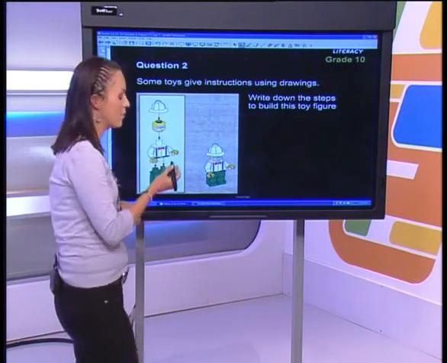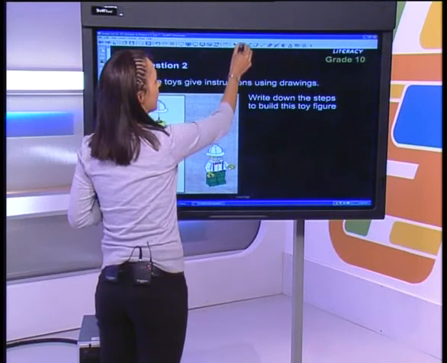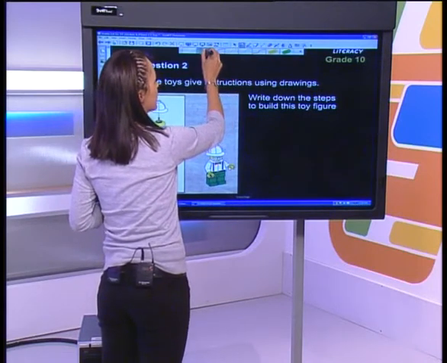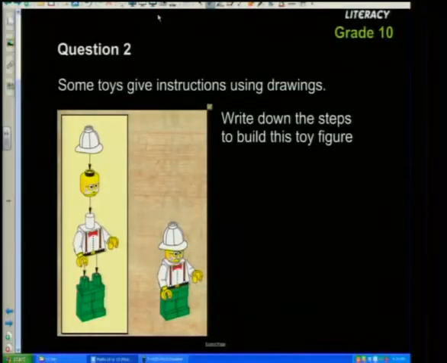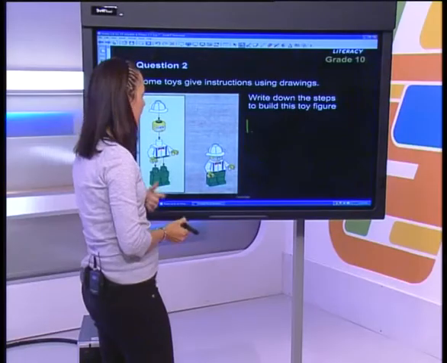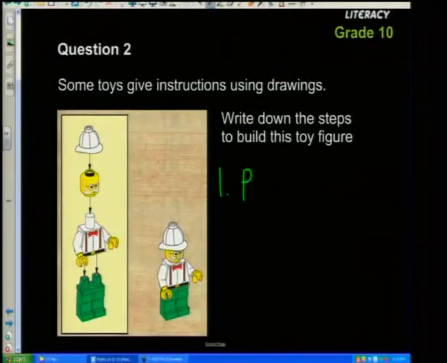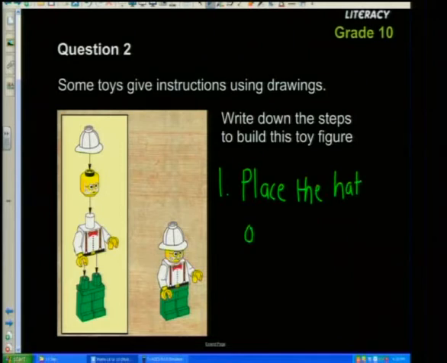All right, so step number 1. Starting at the hat, because that's obviously the direction that we're working from. So starting from the hat, moving into the head, moving into the body, and then moving into the legs. So step number 1 for me, I would explain that we need to place the hat on the head.